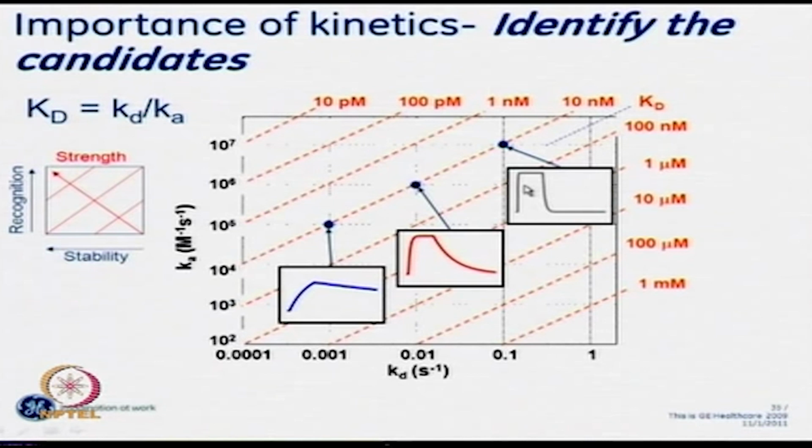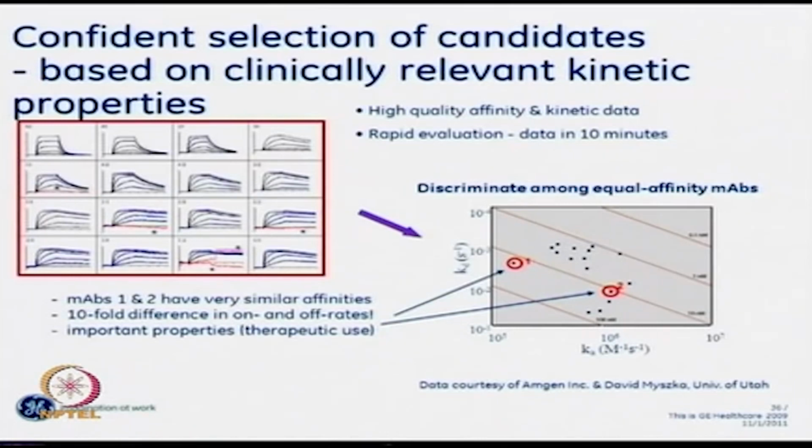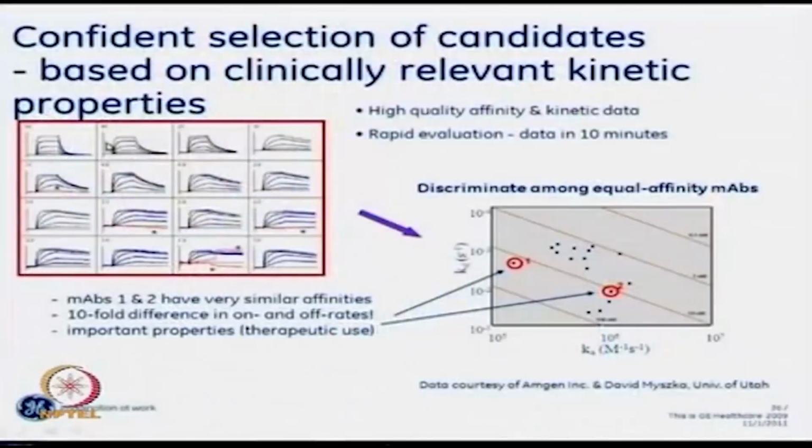Now here is a real life example in the next slide, which is a publication from Amgen and from David Myszka of University of Utah, where Amgen uses this data directly to do their clone selection. So they're actually doing selection of clones for MABs. And if you look at this, clone number 1 and clone number 2 have similar affinities, but if you look at their on rate and off rate, there's a 10-fold difference. So which clone should they go for? They should go for the clone which has more kinetically relevant properties. If they use only affinity for making that choice, then there is no choice at all. They're both the same.